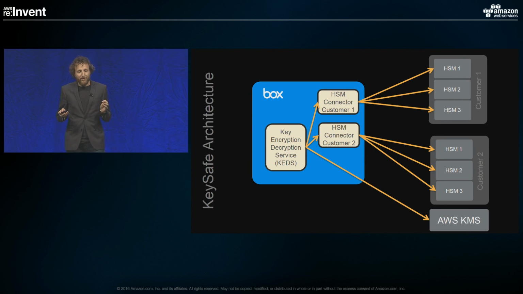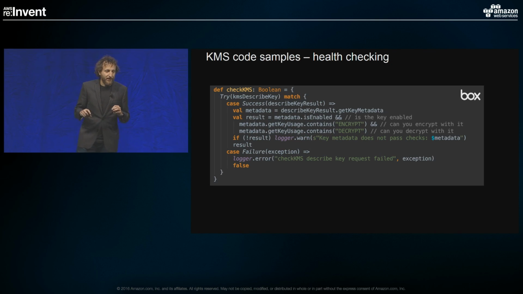So let's dive a little bit deeper into the KMS code. Health checking is one of the most crucial parts, at least for Box, of knowing if the customer's KMS is accessible and we can use it. This is a snippet of Scala code, but what it basically does is it does a describe key on the KMS we're trying to talk to, and then it checks if the key is enabled, and if we can perform encrypts and decrypts.